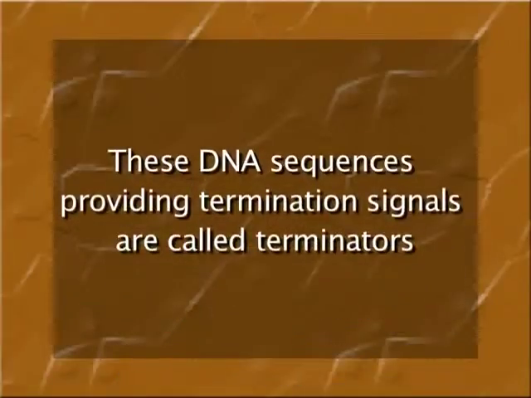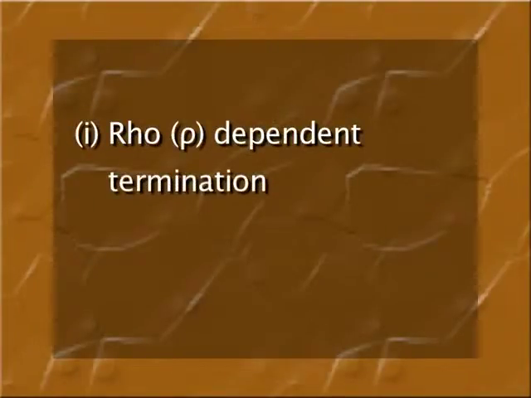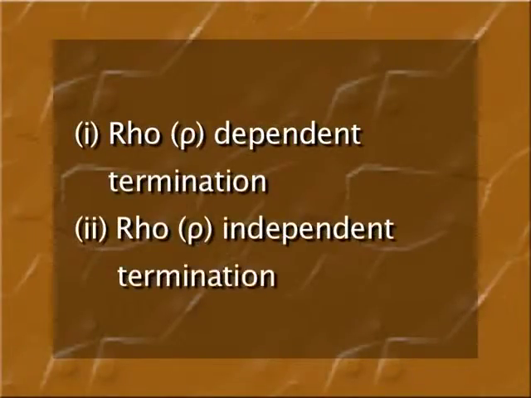The termination of the mRNA chain in prokaryotes is brought about by certain termination signals on DNA. These DNA sequences providing termination signals are called terminators. Once the enzyme hits the terminator, it falls off the template and transcription stops. The termination signal found on DNA can be of two types: number 1, Rho-dependent termination, and Rho-independent termination. First, let us discuss Rho-dependent termination and then Rho-independent termination.